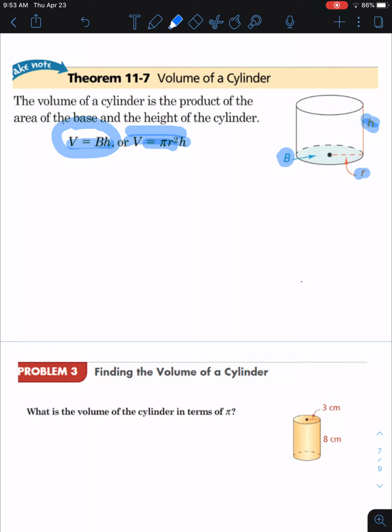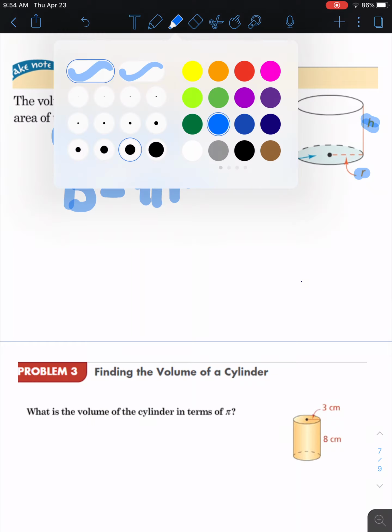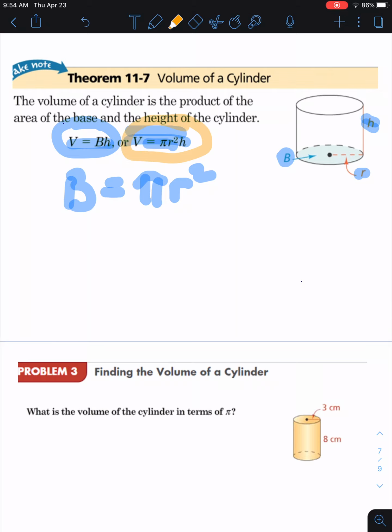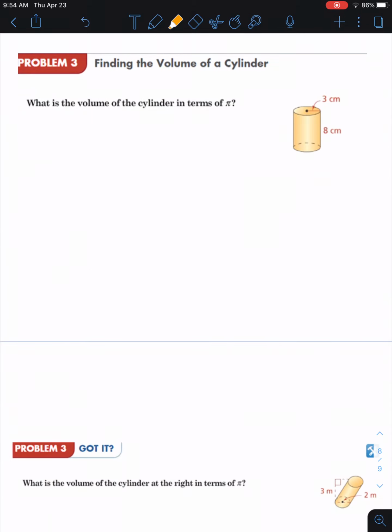Again, in this case, don't forget, base equals pi r squared, and so that's where we get this secondary formula over here. All right? Take a look at the first example. What's the volume of a cylinder in terms of pi? Notice they've left pi alone, so we won't have to convert pi to a decimal. Okay, we have to identify our pieces and parts here. We're going to take volume equals pi r squared h. So we need to find r and we need to find h.